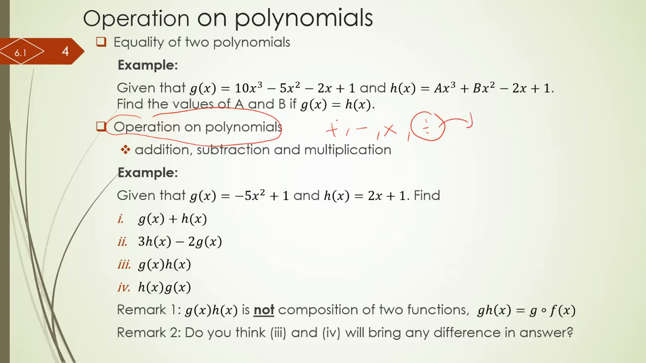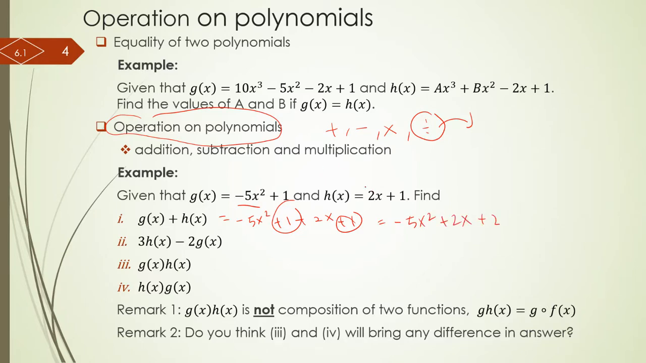To sum, subtract, or multiply two polynomials, especially for plus and minus, we look at terms with the same power. Since my g(x) is negative 5x squared plus 1, and my h(x) is 2x plus 1, the 1 and 1 are the same power, so I'm going to have negative 5x squared plus 2x plus 2.